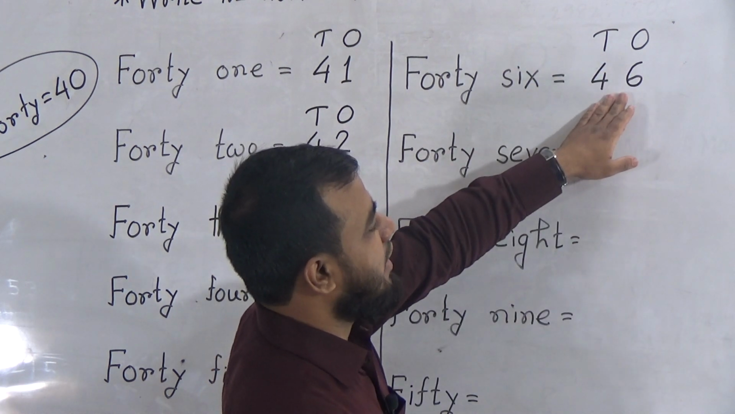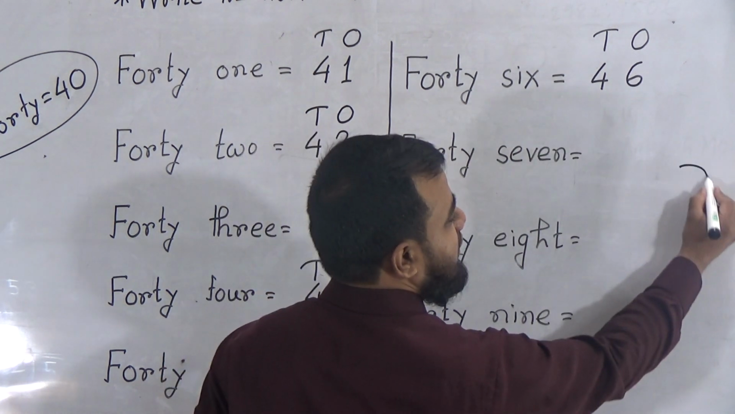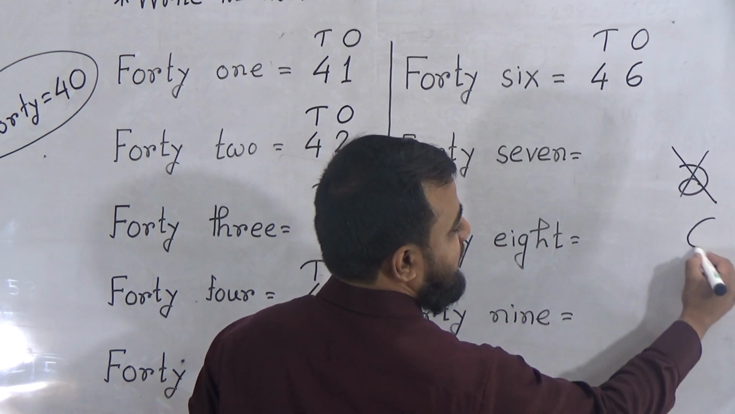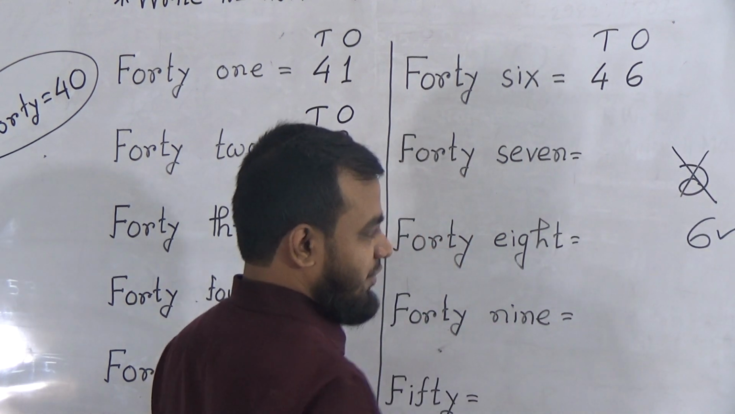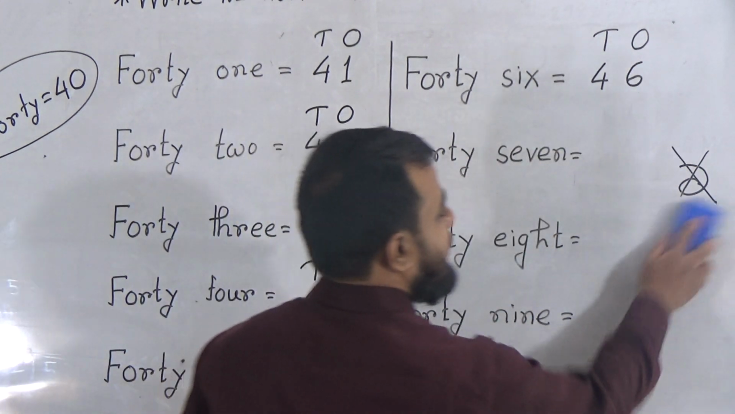My dear students, again I am reminding you that 6 is not like this one, okay? You can't write down 6 like this. This is not the 6. You should write it this way. This is the number 6, okay? Now 46, how to make it? It's 4 and 6 makes the number 46.